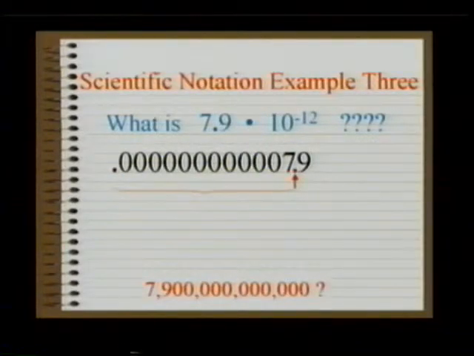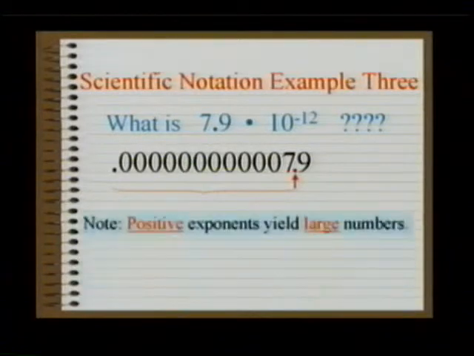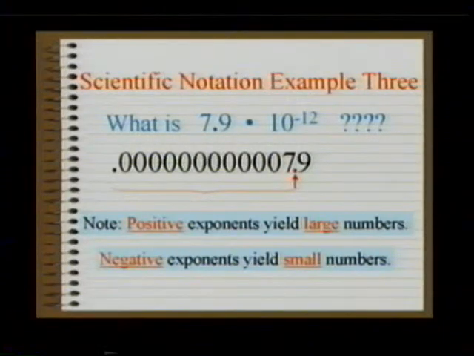Now why isn't it 7 gagillion or whatever, because that's a very large number? I didn't want to go 12 places to make it a large number because I had a negative exponent here. I wanted to go whatever direction it takes to make it a small number. So while positive exponents yield very large numbers, negative exponents, shouldn't surprise you, are going to yield small numbers.